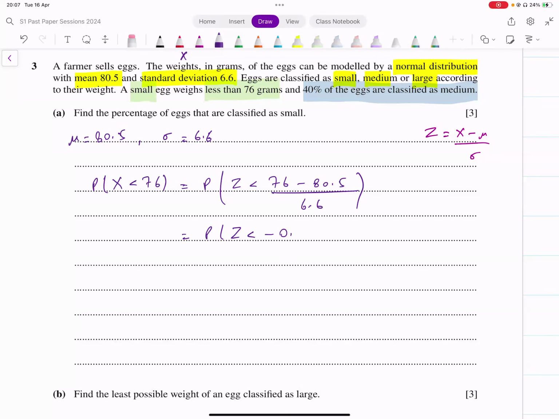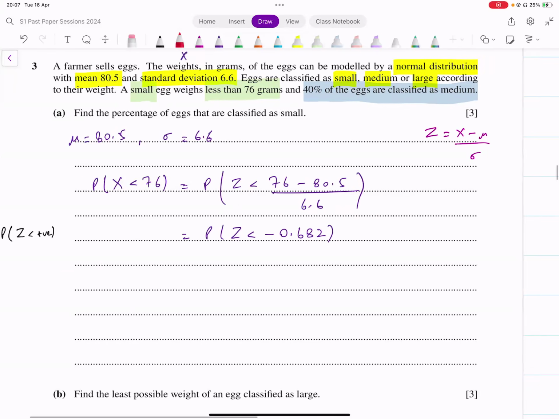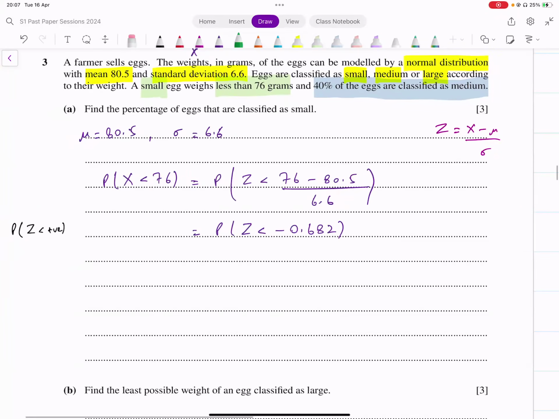So this turns out to be Z less than minus 0.6818. Rounding off gives you minus 0.682. Now this is not the standard form. You can't use the normal distribution table in this case directly, right? For using the table, you need this form, Z less than a positive number. This is not that form. So what do we do now? We think of the normal distribution curve and convert it to this form to be able to use the table first.